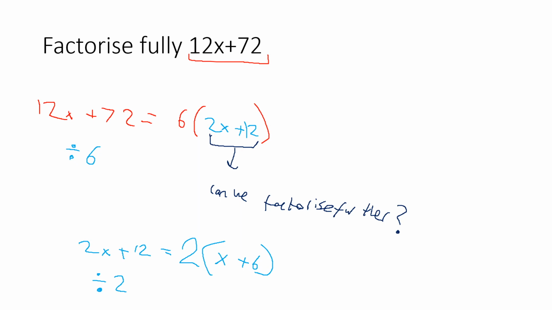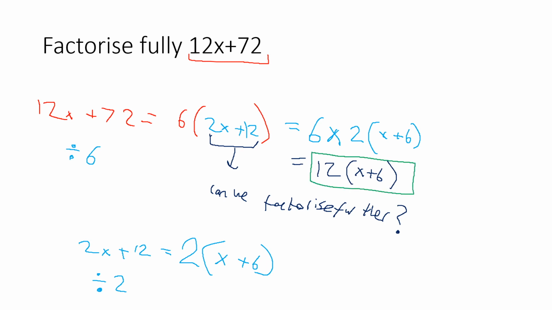And so therefore, this is the same as 6 times 2x plus 6. What's 6 times 2? 6 times 2 is the same as 12, plus 6. And so this is our final solution. Yeah? And again, proof that it's correct.